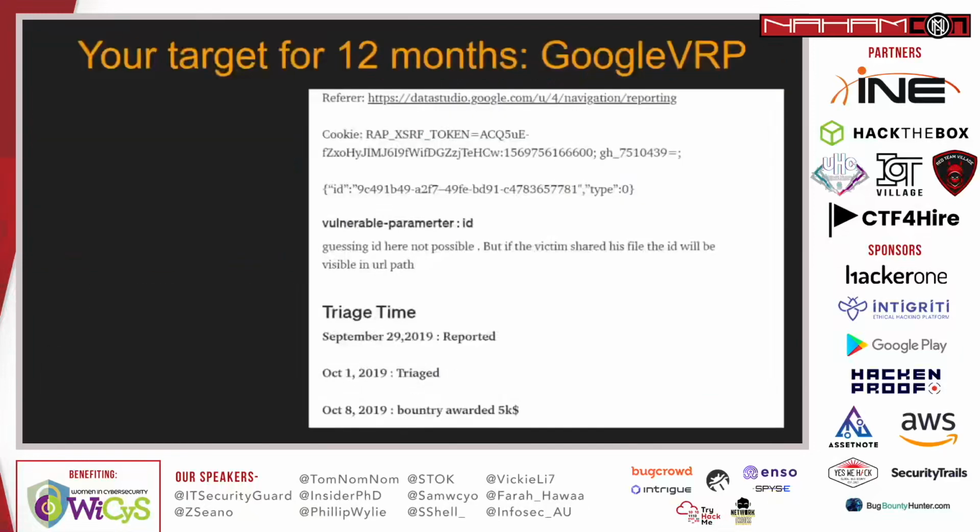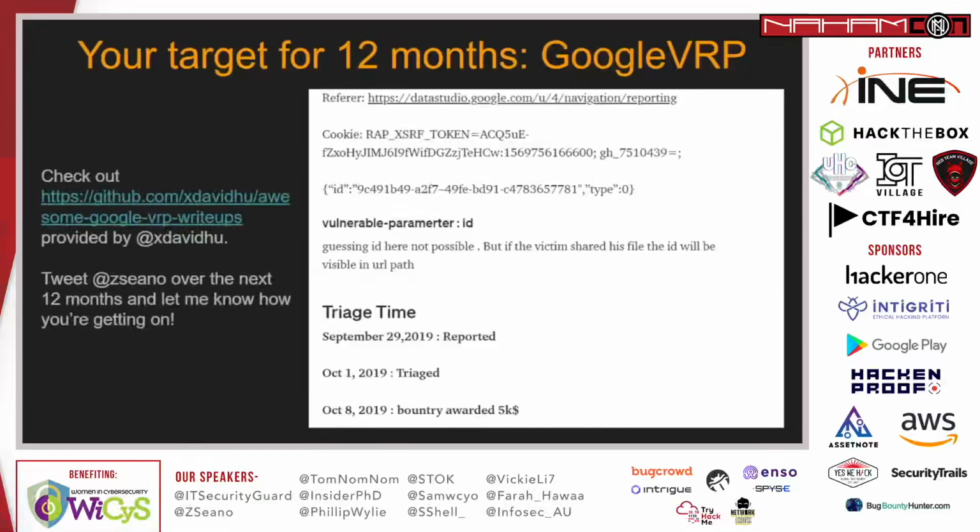If you can see here, I literally opened this GitHub, didn't open any posts, just had a little look at what they were called. And this, the IDOR one, I know IDORs, in my opinion, are just as common as XSS. So I clicked onto it, read through it, and I've highlighted here what I think is interesting. Guessing the ID here is not possible, but if the victim shared his file, the ID will be visible in the path. He got $5,000 and it was vulnerable to IDOR. So it'd say to me, any other time you see a similar ID like this, you should try for IDOR, because maybe the developers did the same.